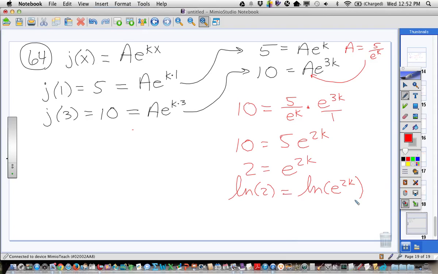The exponent, 2 to 2k, right? I do ln e to the 2k. Those two cancel each other out like we were talking about a minute ago. So you can kind of skip some steps here. You start realizing, oh, that's just going to be 2k. Now we divide by 2.